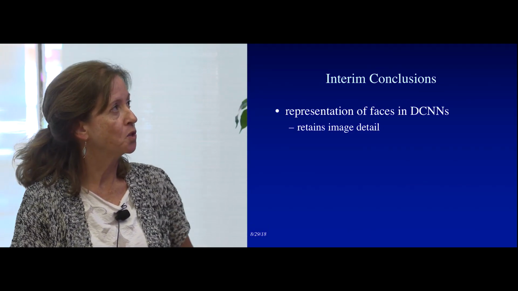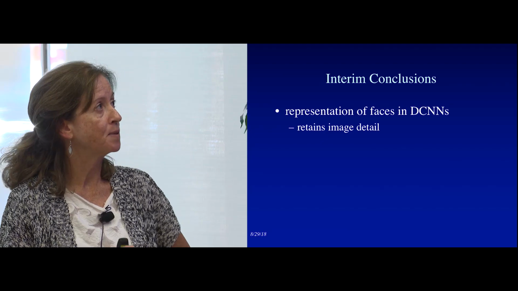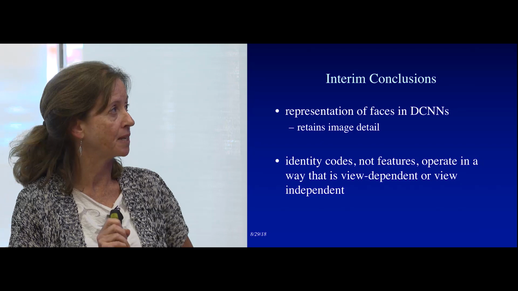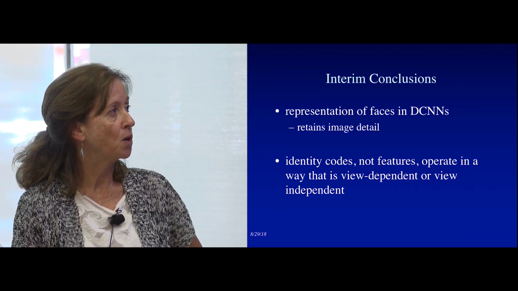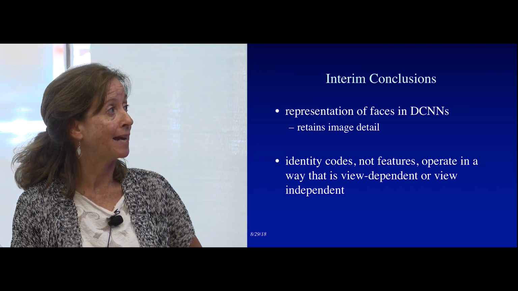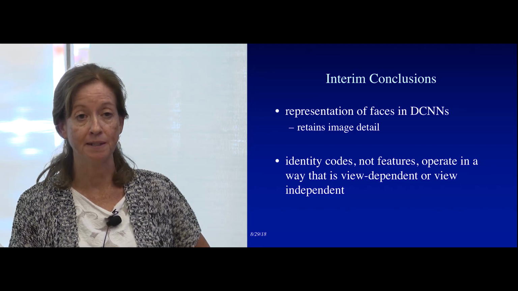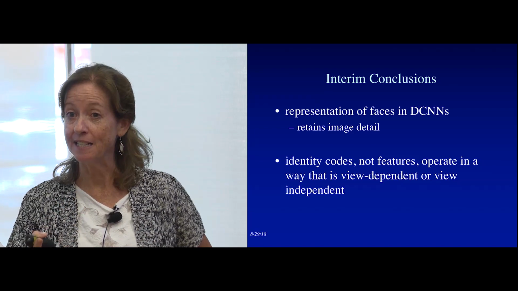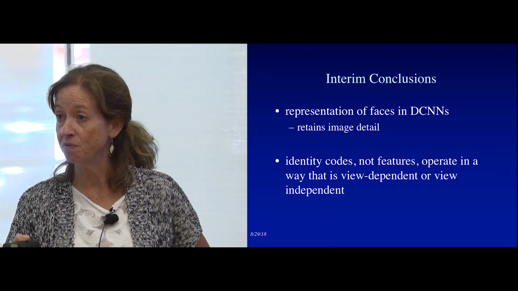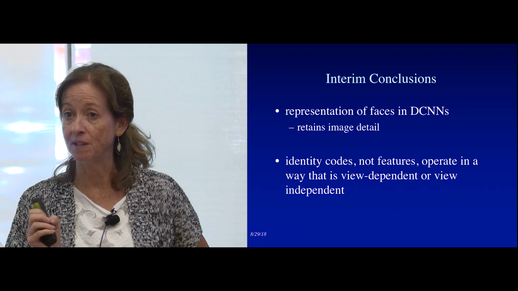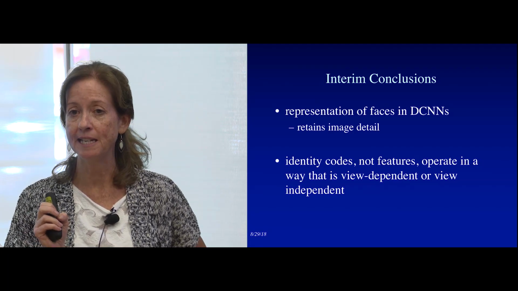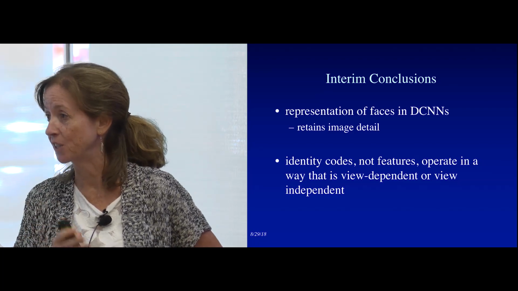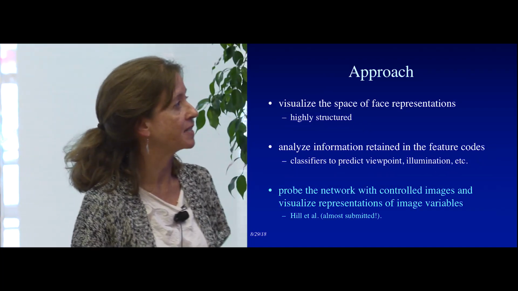So the interim conclusions at this point would be to say that a representation of faces in DCNN certainly retains a lot of detail about the images. Identity codes, not features, operate in a way that is view-dependent or view-independent. This is nice, right? I like this. So identities are either coded in a way that's more view variable or more view invariant. That gives us the potential to see how an identity could go from being variantly coded to invariantly coded. But let's just leave that out there for a second.